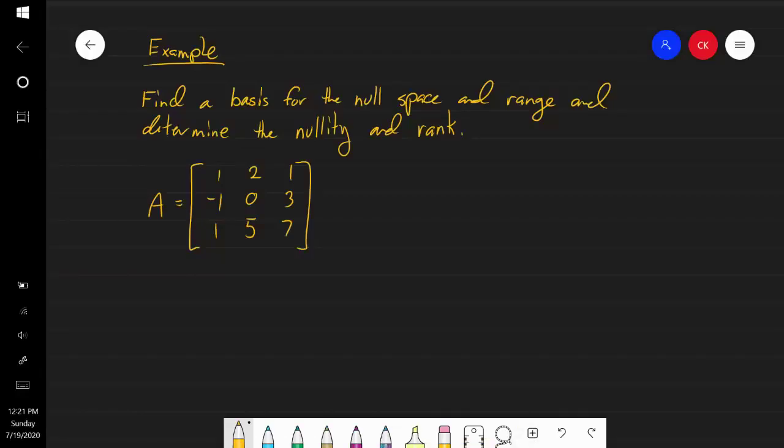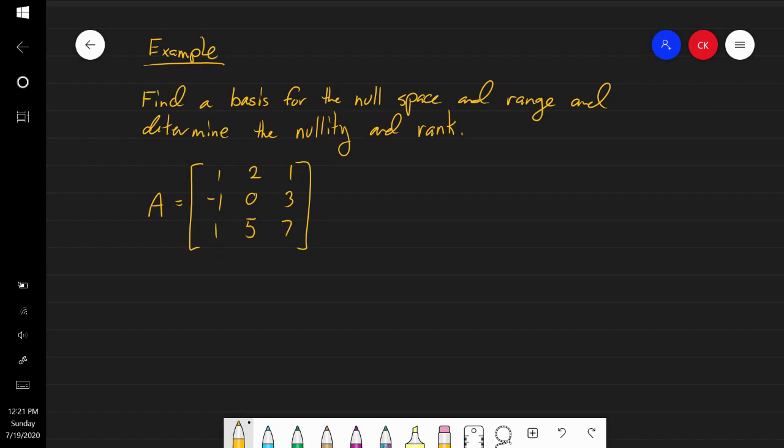In our last example, we're going to find a basis for the null space and the range, and we'll also then be able to identify the nullity and the rank. This is going to be a little bit more involved process because we're actually finding a basis for the range. We're not finding a basis for the span of these column vectors. That would be a set of x's.